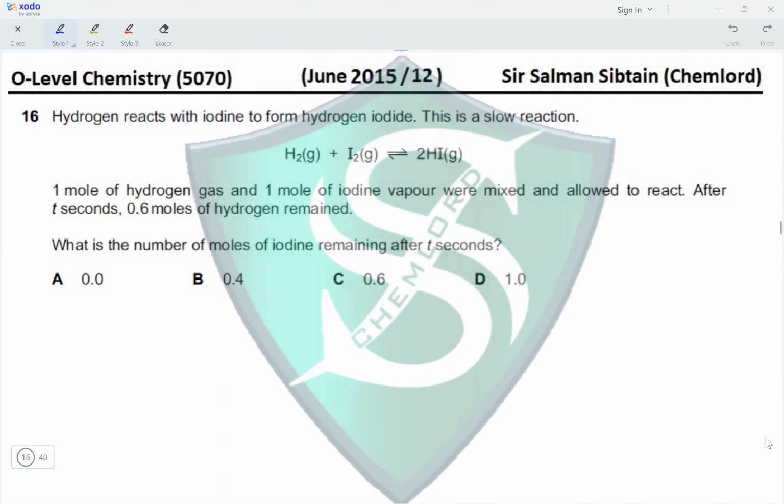So, according to the given equation, the molar ratio of reaction of hydrogen to iodine is 1:1. So, if 0.4 moles of hydrogen reacted in T seconds, according to the molar ratio, 0.4 moles of iodine vapor also reacted. So, if the remaining quantity of hydrogen is 0.6, then the remaining quantity in moles of iodine would also be 0.6 since the molar ratio is 1:1. This makes option C the correct option for this question.